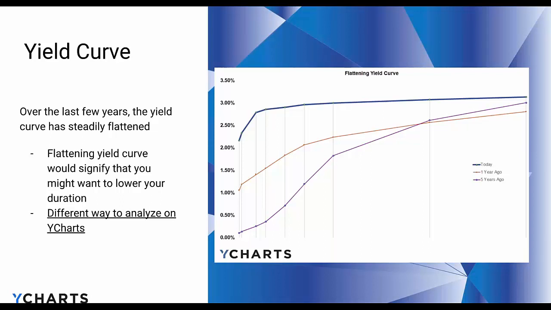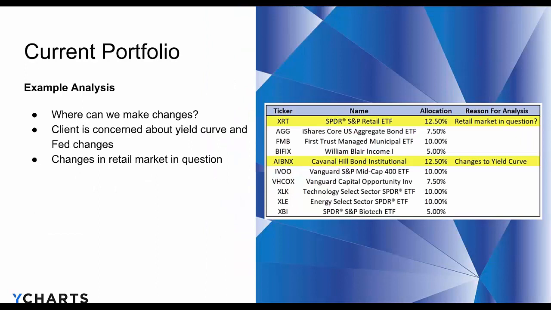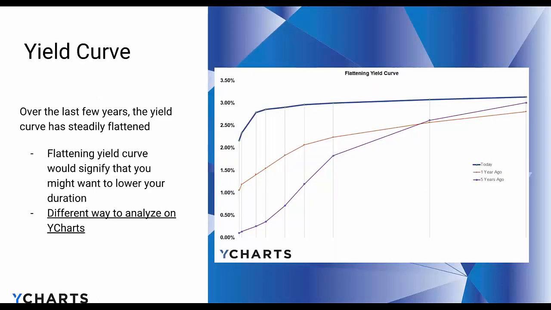A lot of people are saying a big thing that you can do is potentially lower your duration. So going back to this portfolio that we have here, AIBNX, which is a bond institutional fund, maybe we want to look at how we can change that for something else that might potentially have a lower duration. So I'm going to jump right into our fundamental charting tool and talk a bit about how we can run that analysis.